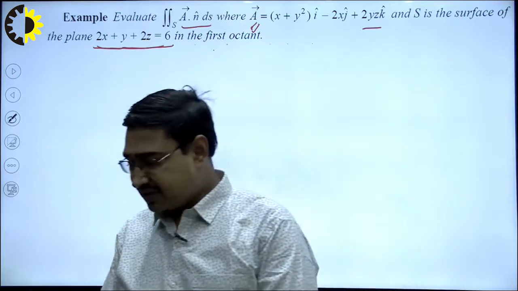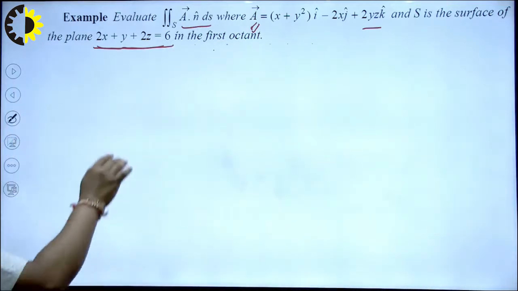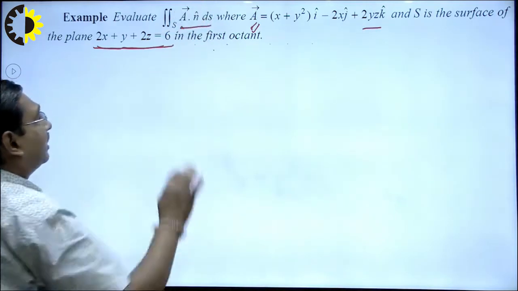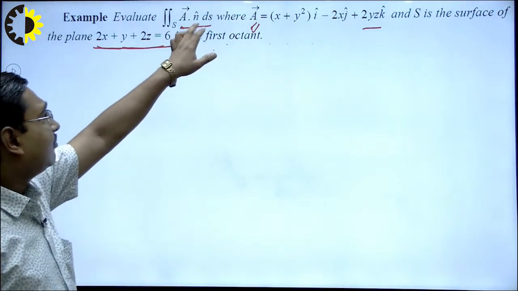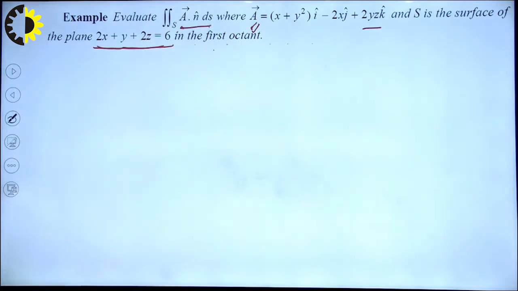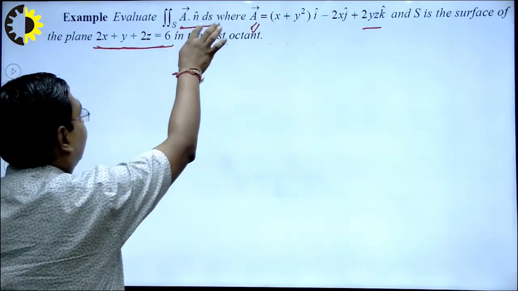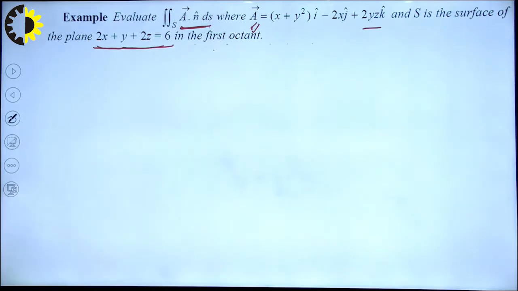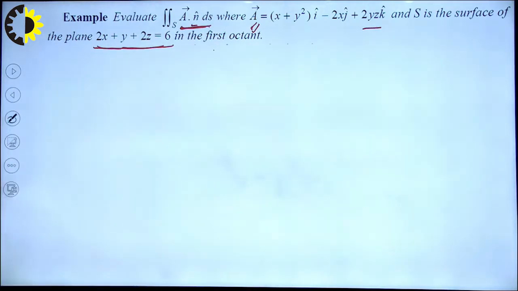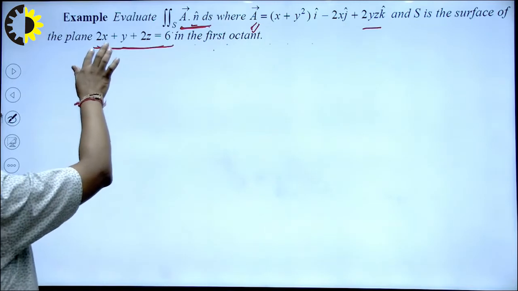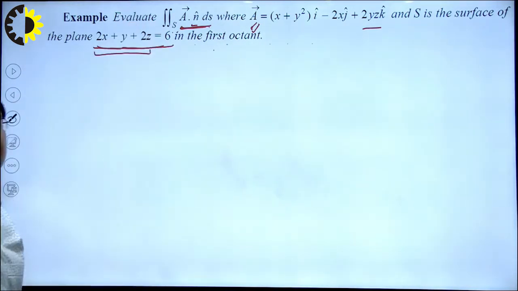To evaluate the surface integral, we require the integrand A dot n dS. Here A is given, n cap and dS both will be calculated, and then this integrand will be written inside the integral. We know that n cap is the normal vector to this surface S. So, we shall find the normal vector to the given surface.